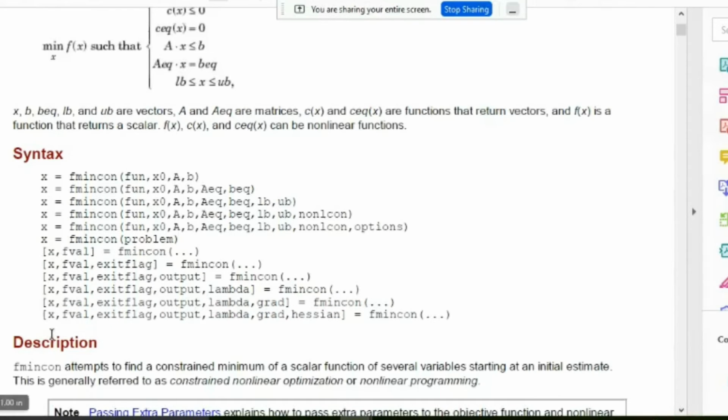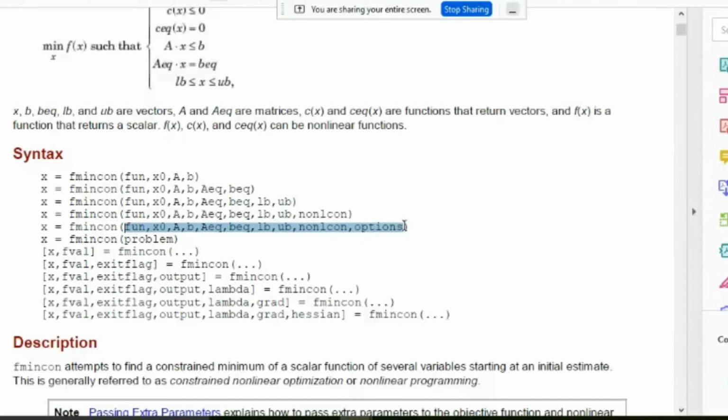In general, we need only x values and f values. If you put only x and f, then in the output window we will get only x values and f values. If we put all of these, then apart from x values and f values, all this information can be displayed. But mostly, for decision making purposes, we want only x values and objective function values.